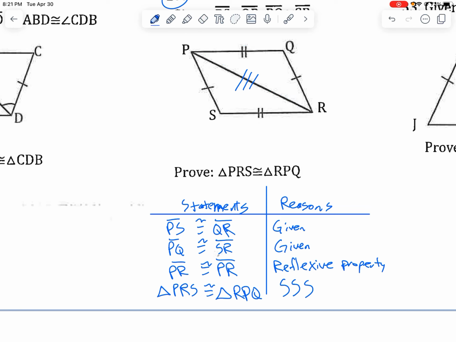You need to identify the three pairs of things that are congruent, why they're congruent, and then you state that the triangles are congruent by one of our 4 theorems. So good luck on the rest of them.